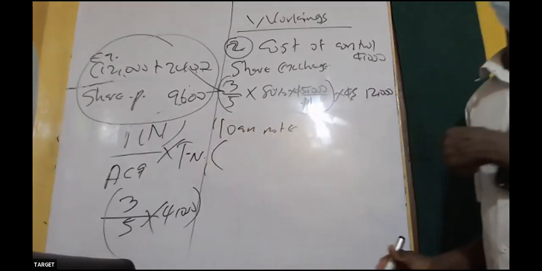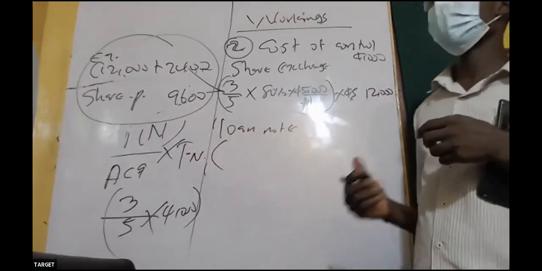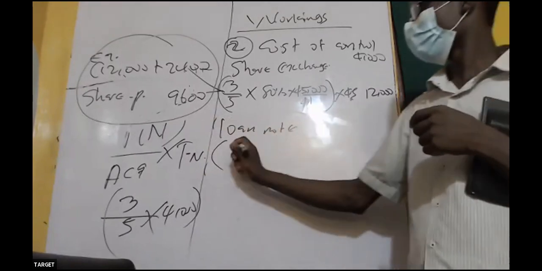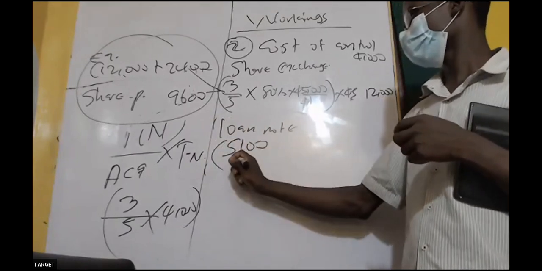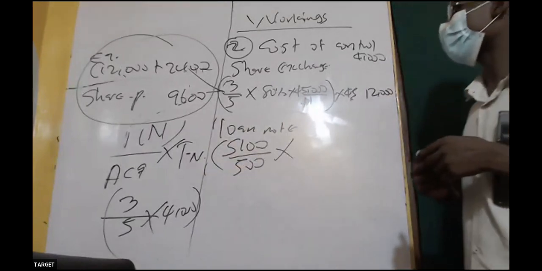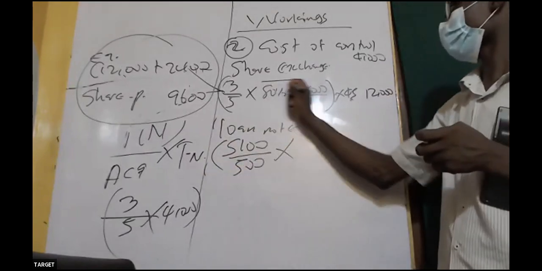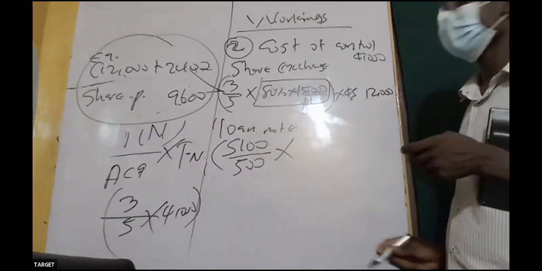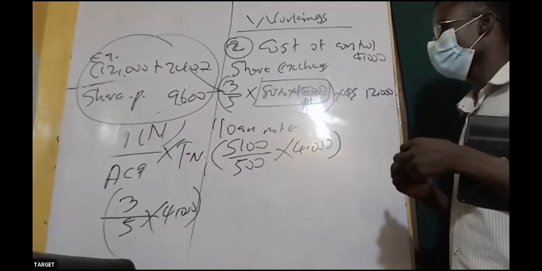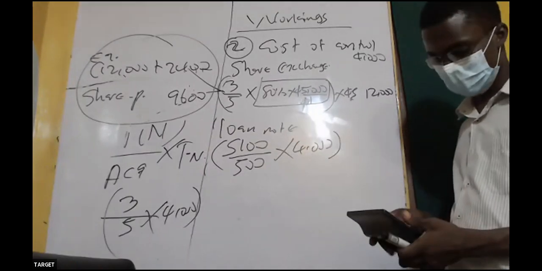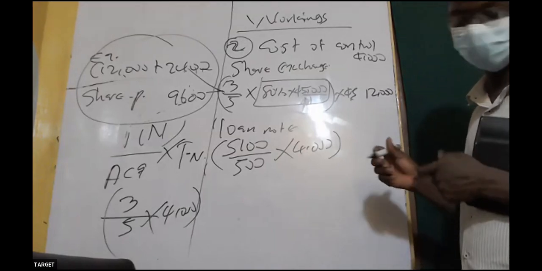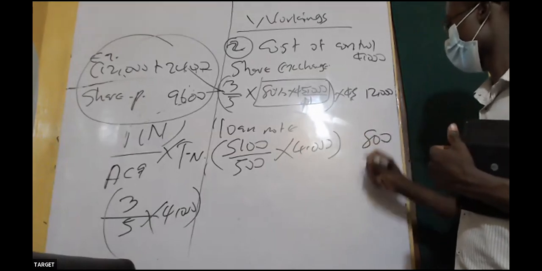Open a bracket. Now, they say $100 for every 500, right? So put the $100 on top, divided by the $500, times the total number of shares acquired. This is the total number of shares acquired, which is the 4,000 here. Close it, and that'll give us the value. So the same as 4,000 divided by 5, that's 800. So here will be 800.